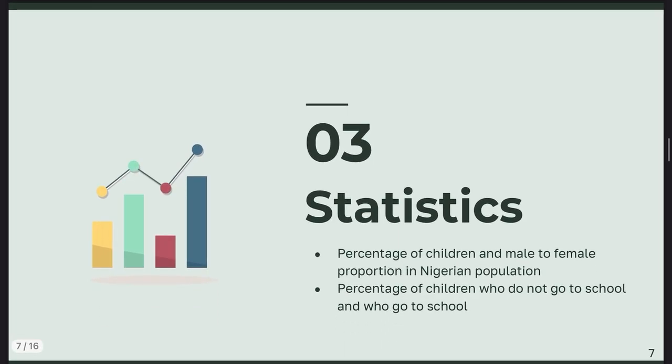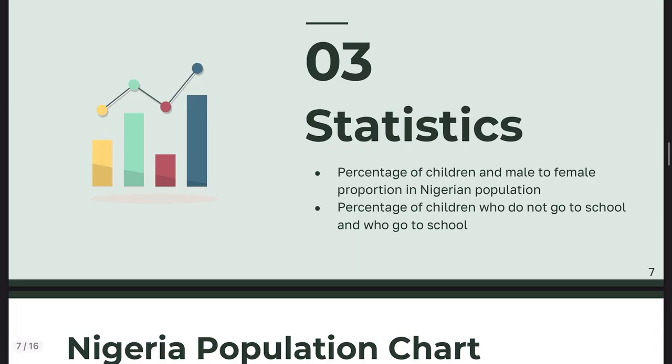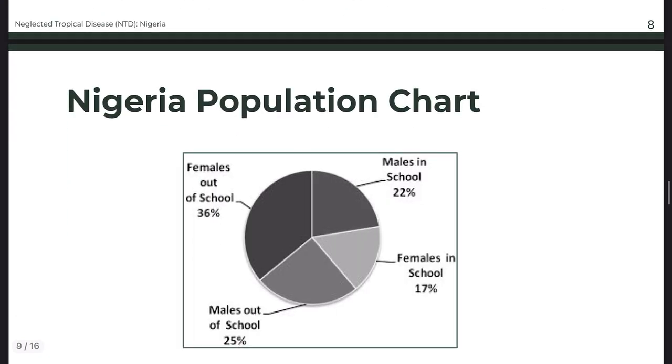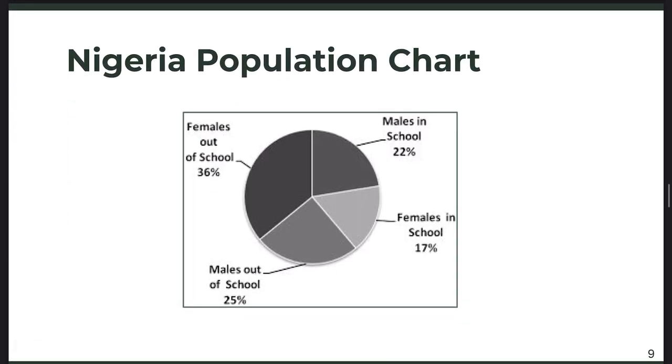Next is statistics. 16% of Nigeria's population is children, of whom 51% are boys and the rest are girls. This pie graph shows the proportion of boys and girls out of school or in school. As you can see, more than half of them are not being educated properly at school.